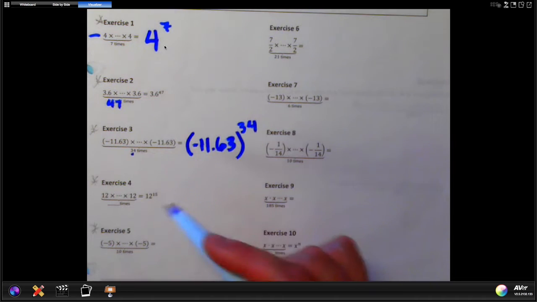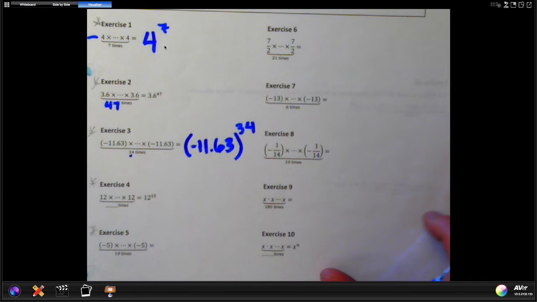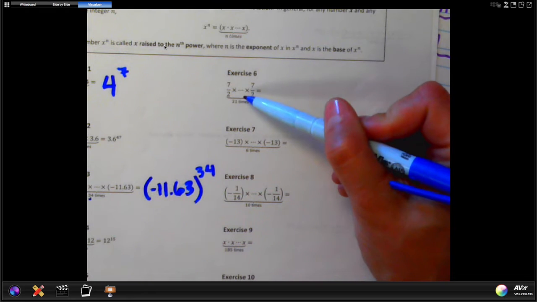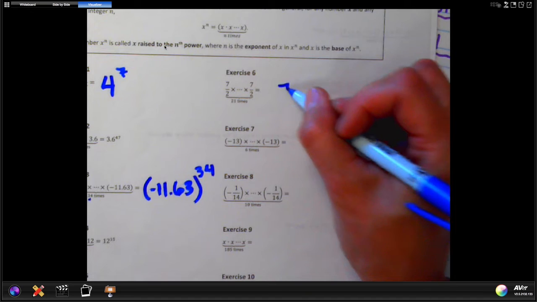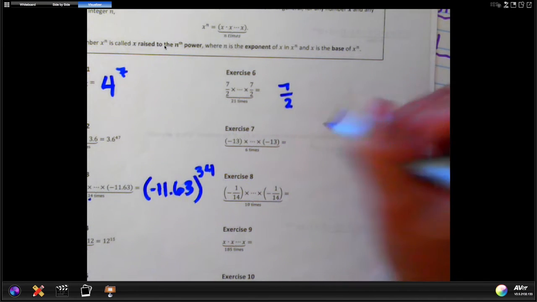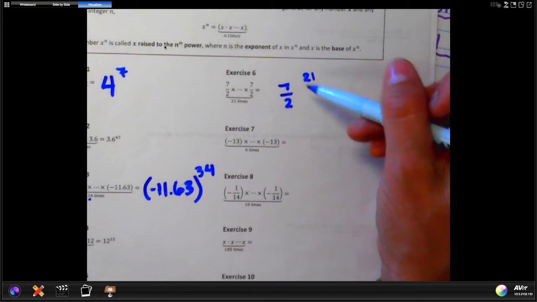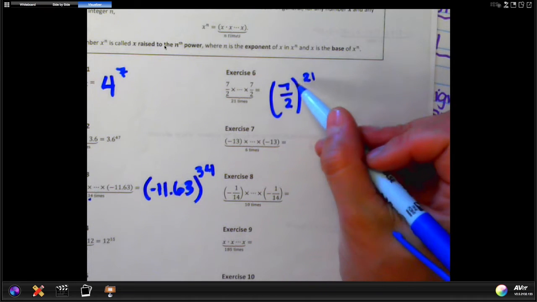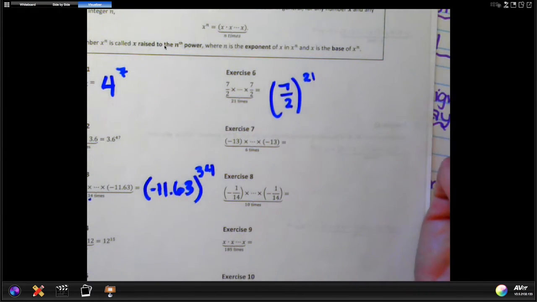So we're going to actually skip a couple of them. We're going to skip 4 and 5 due to the time of the video, and we're going to go on to 6, because 6 is where we now hit a fraction again. So 7/2, 21 times. We know 7/2 is our base, and we know 21 is our exponent, but as I explained before, we want these parentheses around every fraction so that we know that 7 gets multiplied 21 times, and so does the 2.